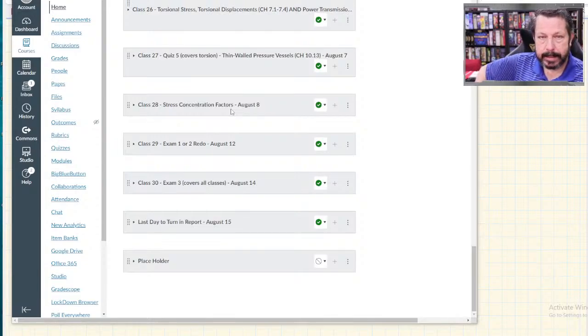That one is a comprehensive exam, so it will go all the way back to resultants and cover all the little topics, including the new stuff: torsion, stress concentration factors, thin-walled pressure vessels. They'll be on there also. They probably account for, I don't know, 40-ish% of exam 3, maybe if I'm guessing.